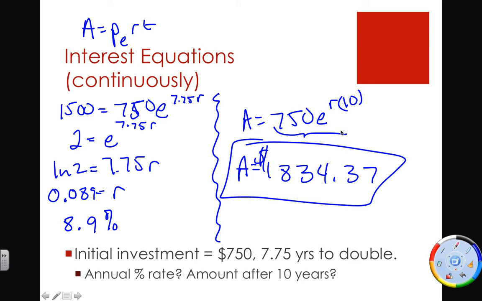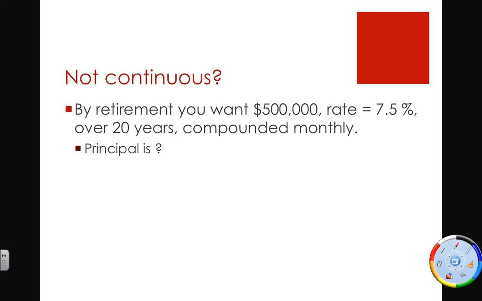All right, these problems aren't too challenging as long as you remember your A equals P e to the RT equation. But let's move on to something that's not that. So by the time you retire, you want $500,000 in your account. You're given a rate of 7.5% over 20 years compounded monthly, and you want to know how much money you should put into that account at the beginning in order to make this a realistic goal.